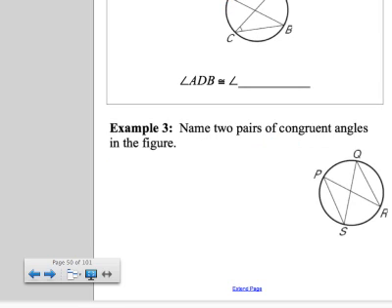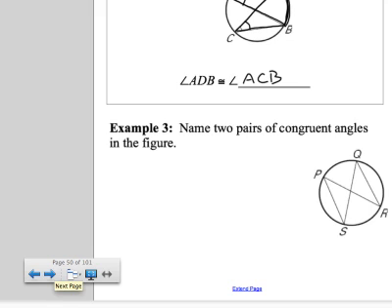And so that's exactly what we're looking at here. It says if two inscribed angles of a circle intercept the same arc, then the angles are congruent. So given this diagram, you'll notice that angle ACB and angle ADB intercept this same arc. If they intercept the same arc, that means that they have to be congruent. So ADB is congruent to ACB.